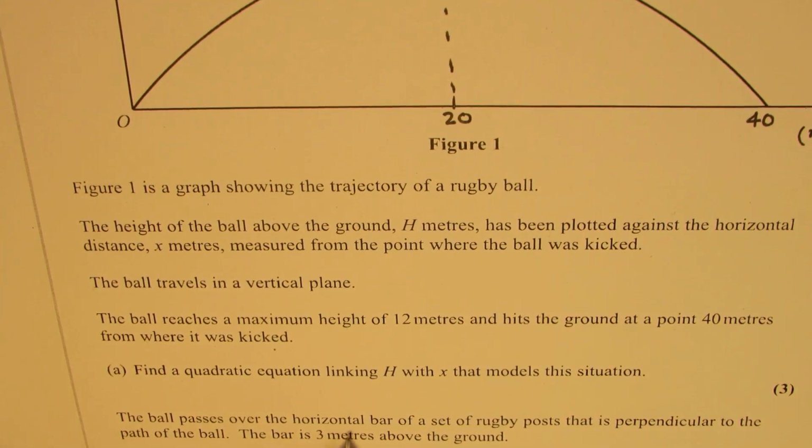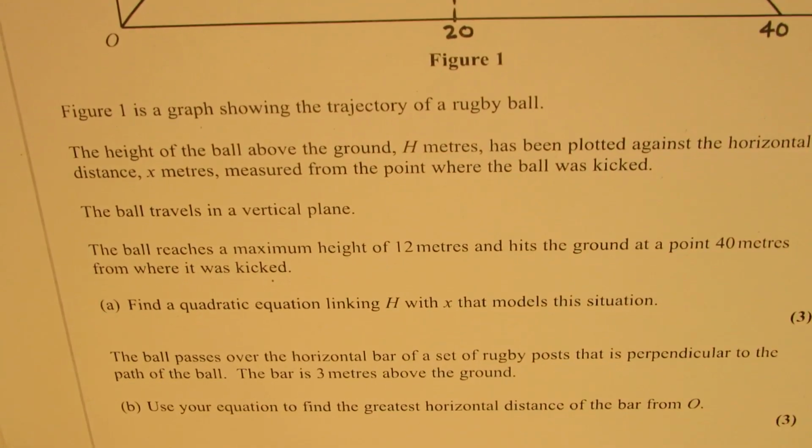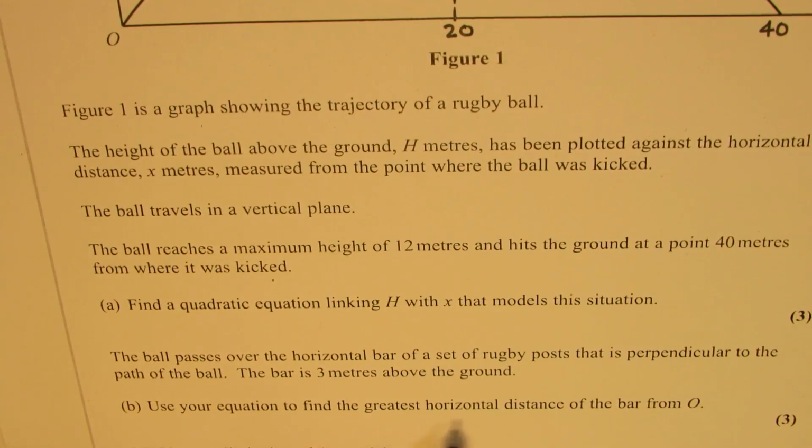Now, the ball passes over a horizontal bar of a set of rugby posts that is perpendicular to the path of the ball. The bar is 3 meters above the ground. Part B is, use your equation to find the greatest horizontal distance of the bar from O, and part C is, give one limitation of the model.